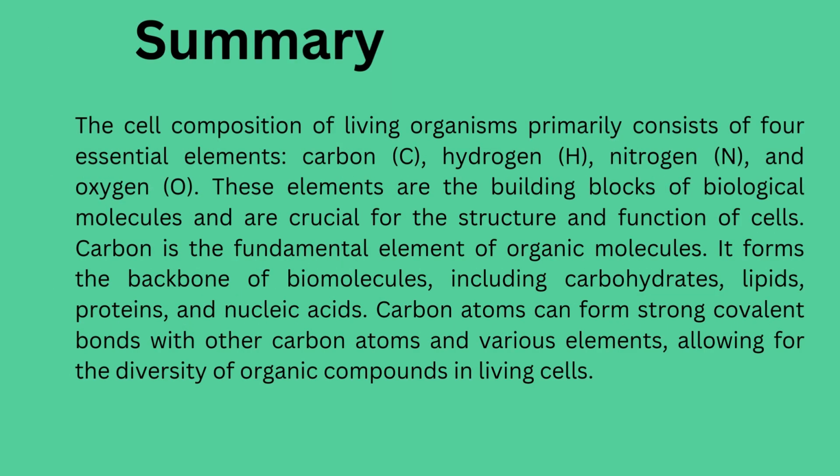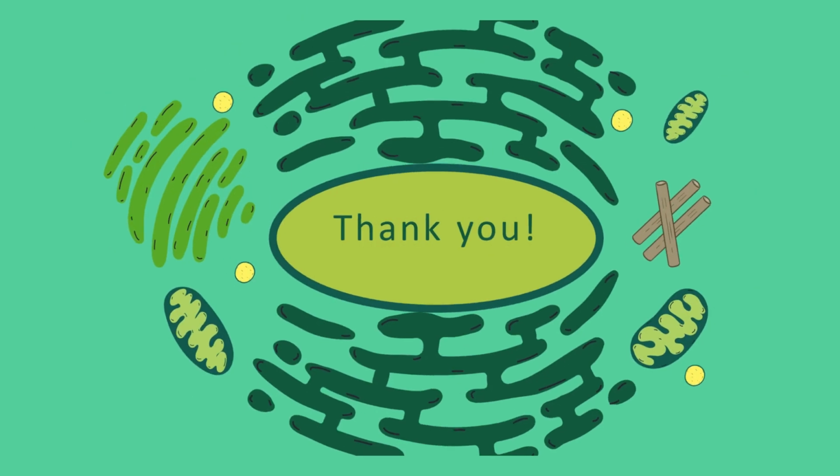In summary, the cell composition of living organisms primarily consists of four essential elements: carbon, hydrogen, nitrogen, and oxygen. These elements are the building blocks of biological molecules and are crucial for the structure and function of cells. Carbon is the fundamental element of organic molecules. It forms the backbone of biomolecules, including carbohydrates, lipids, proteins, and nucleic acids. Carbon atoms can form strong covalent bonds with other carbon atoms and various elements, allowing for the diversity of organic compounds in living cells. That's all for today's class.